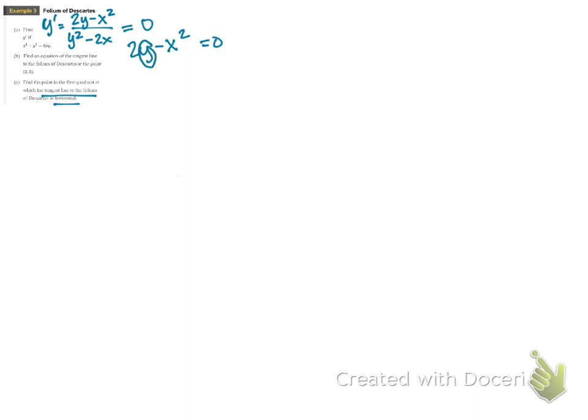So we're going to add x squared to both sides. Now I have 2y equal to x squared, divided by 2. So y equals half x squared. What that tells me is I have a tangent line horizontal when y is equal to half x squared. What does that mean for x?